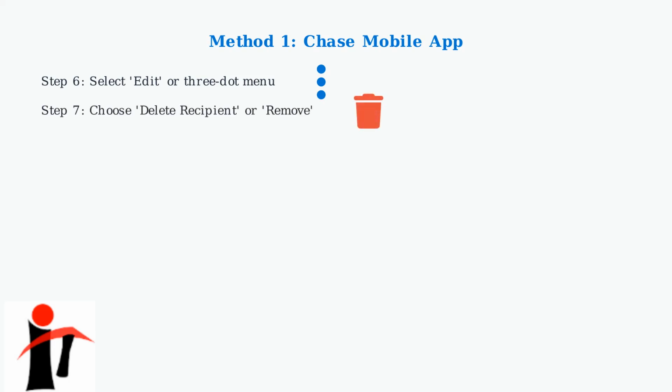From the menu options, select Delete Recipient or Remove. This will initiate the deletion process for the selected contact. The app will ask you to confirm the deletion. Tap Confirm or Yes to permanently remove the recipient from your saved list.